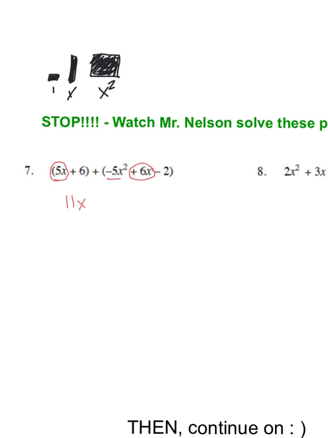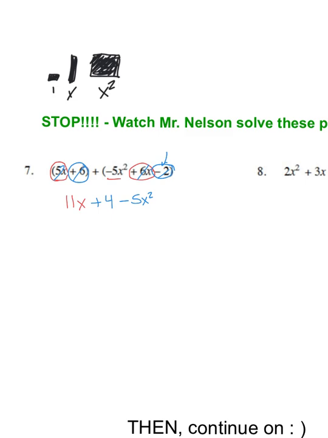Two other things I can put together here are a 6 and a -2. You want to remember that the sign always goes with the number after it. So this isn't 2, it's actually -2. 6 and -2 together would be 4. And then all I have left is the -5x squared, which cannot be combined with any of them.